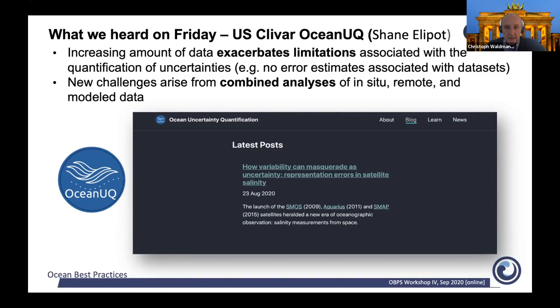Okay, and the most fascinating comment that Shane brought up last Friday, for me at least, was a post that we were citing, and it was about how variability can masquerade as uncertainty, representation errors in satellite salinity. It's not just at satellite salinity, it's actually in all measurements that we are doing in ocean sciences. And saying this is really worthwhile to look into more detail, I guess. Maybe you don't find a solution to how to deal with it, but at least we can dig a little bit deeper and find out which direction we should go if we want to start a discussion on that. All right.